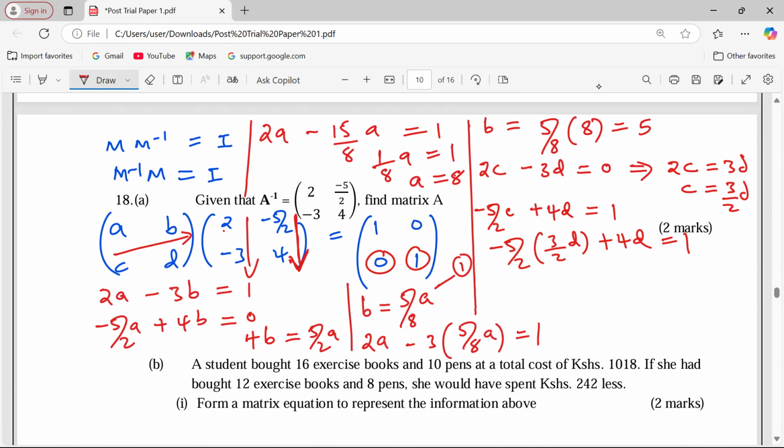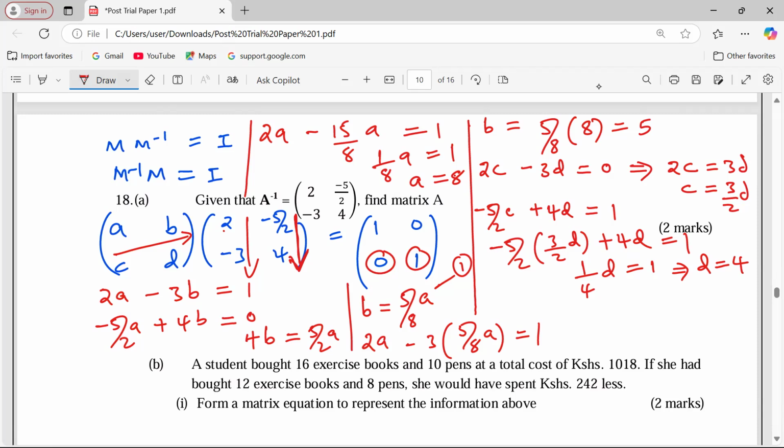Negative 5 over 2, we are multiplying by 3 over 2. Then now we add 4. You see, I'm getting a quarter D. So a quarter D equals 1. This will mean that the value of D will be equal to 4, because I have to multiply by 4 both sides to remain with D.